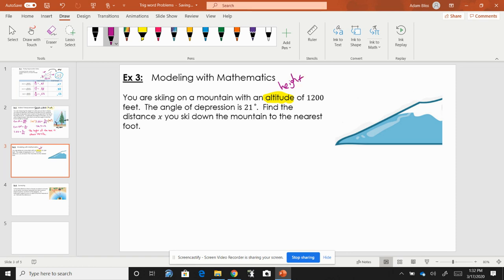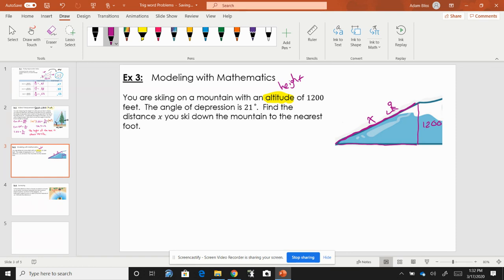So we're skiing on a mountain with an altitude of 1,200 feet. So I know this mountain goes higher, but I'm just going to make this distance here 1,200. Make a nice triangle there. Angle of depression, we'll get back to. We're skiing down the mountain. So here's my little guy skiing down the mountain. And we are trying to find out how far down the mountain he's going. So that is going to be this length here, x. Right. So you can see we have this nice triangle.